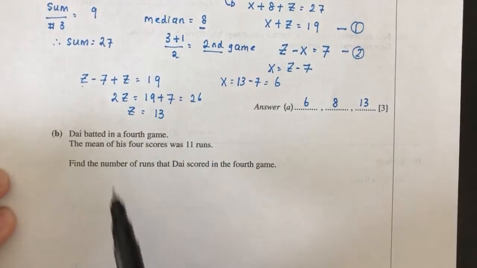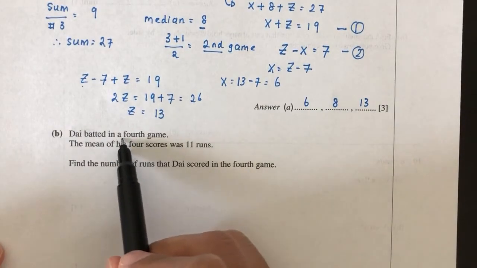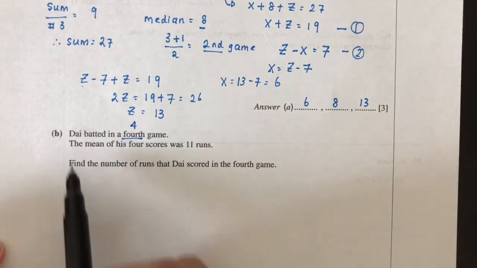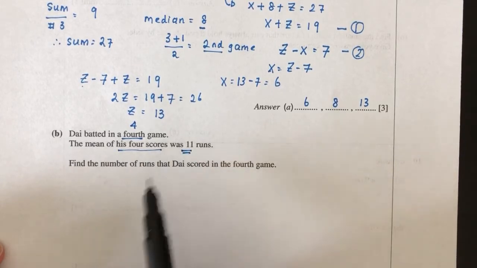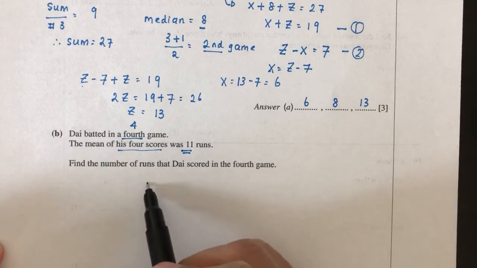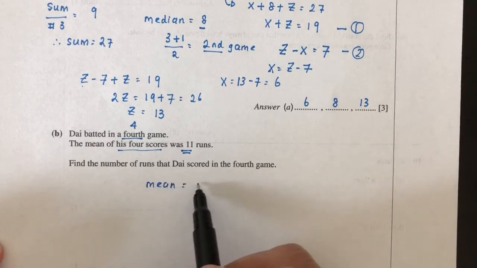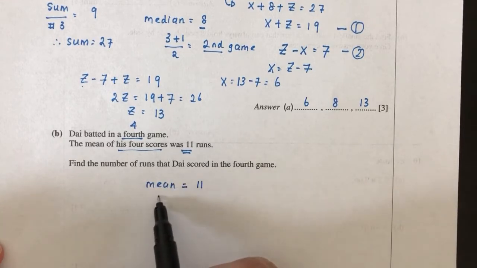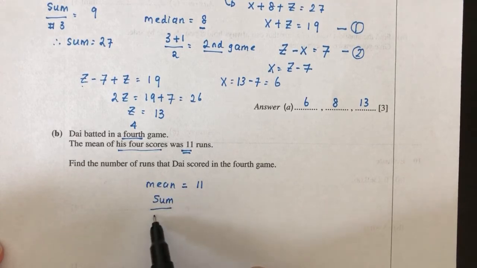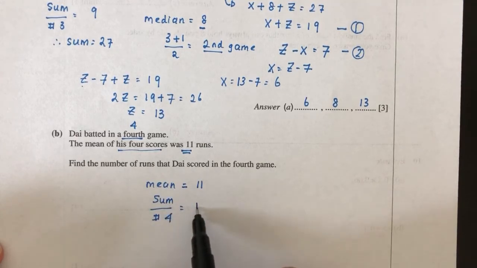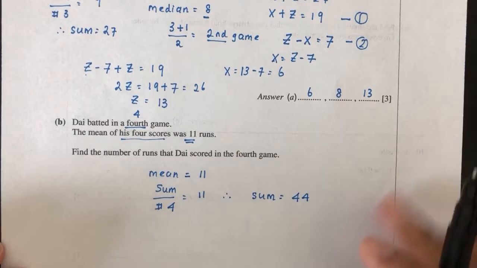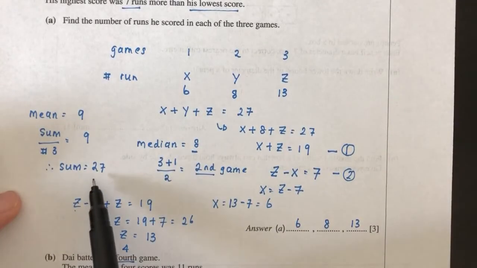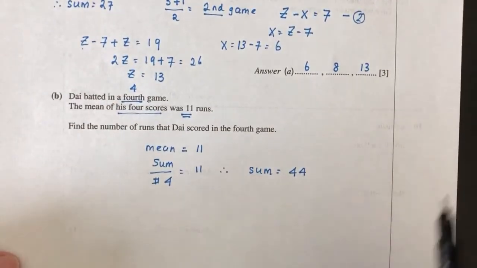Now for part B, Dai batted a 4th game, so game number 4 now. The mean of his four scores was now 11 runs. So the new mean is 11 runs. So how do you find mean? You have to do sum divided by number of games, which is 4 now, equal to 11. So sum will be equal to 44 runs. So as you can see, previously we had 27 runs. So now it is 44.